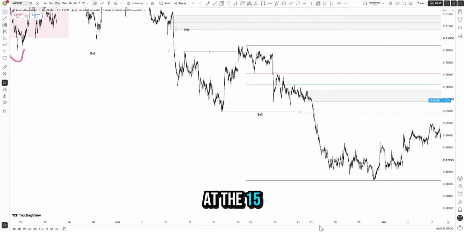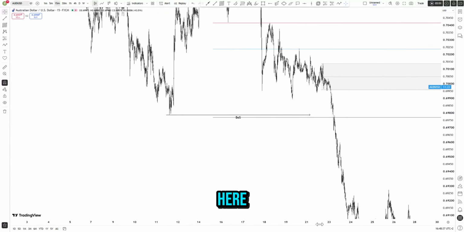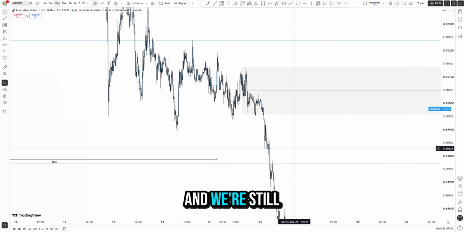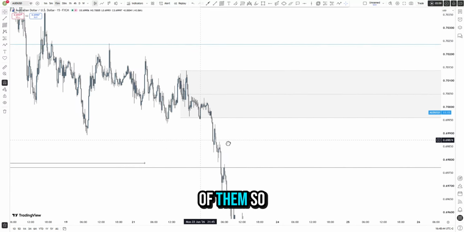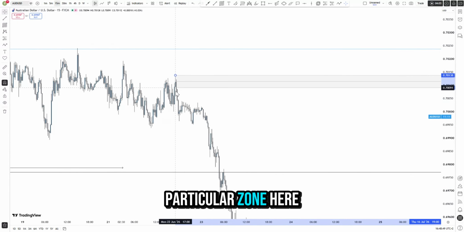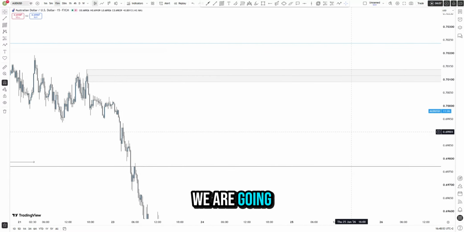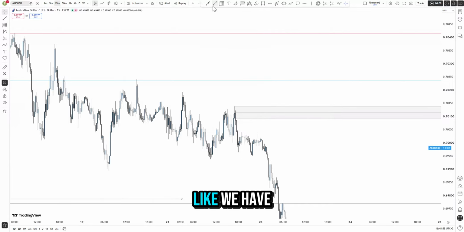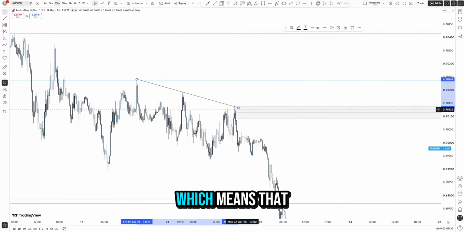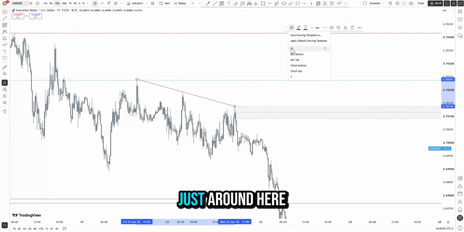Okay, so looking at the 15, what we're going to do is try and refine this current zone that we have here. And I know that we have multiple zones at the top, and we're still going to cater for each and every one of them. So currently we are going to use this particular zone here. That's where we got that buy to sell. So this is the area that we're going to use. And it seems like we have some type of relatively equal highs around this point, which means that there is liquidity within this trade idea just around here.